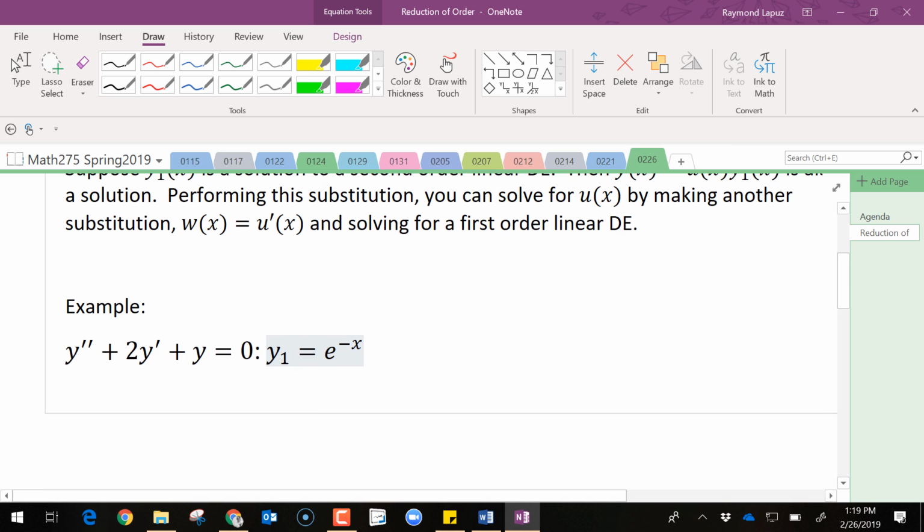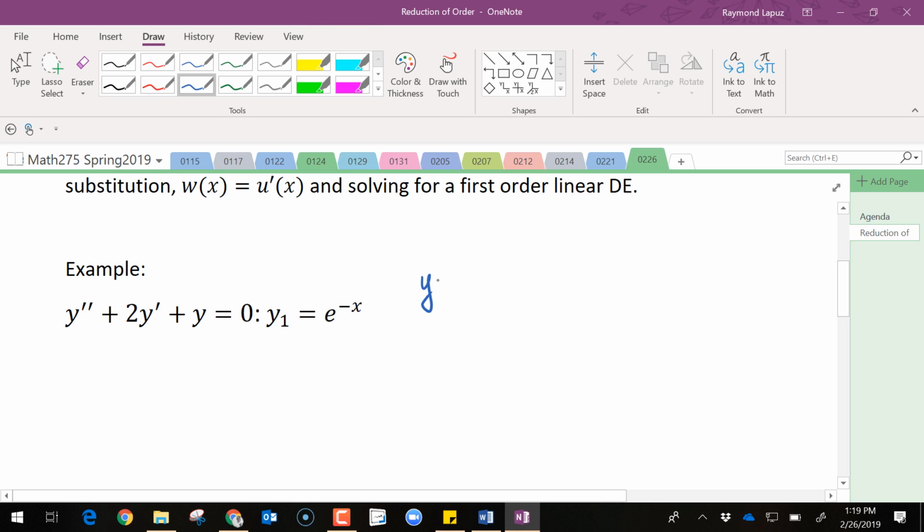All right, we're going to let y be a solution where y is equal to u of x times y1 of x. So we want that to be a solution. That's y is equal to u times e to the negative x. So let me drop the parentheses x notation and just look at it like this.